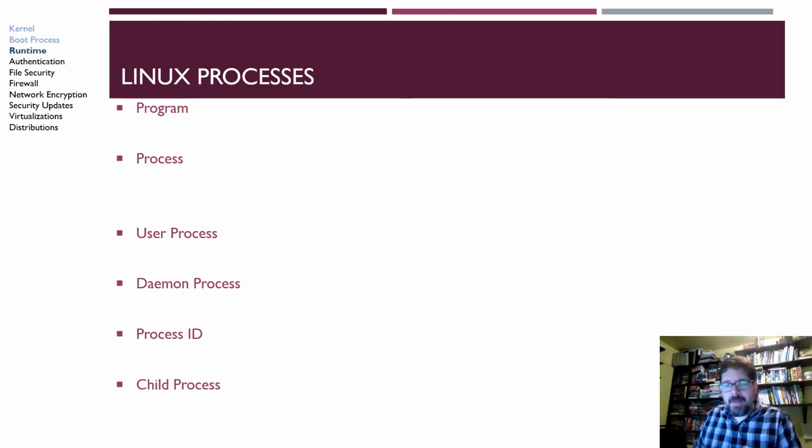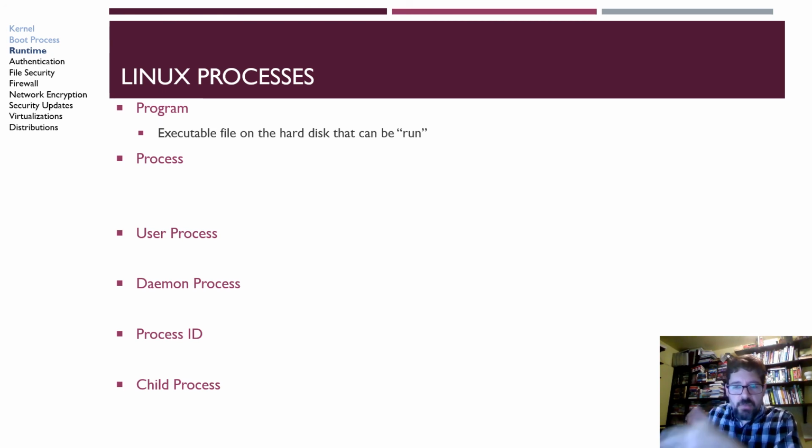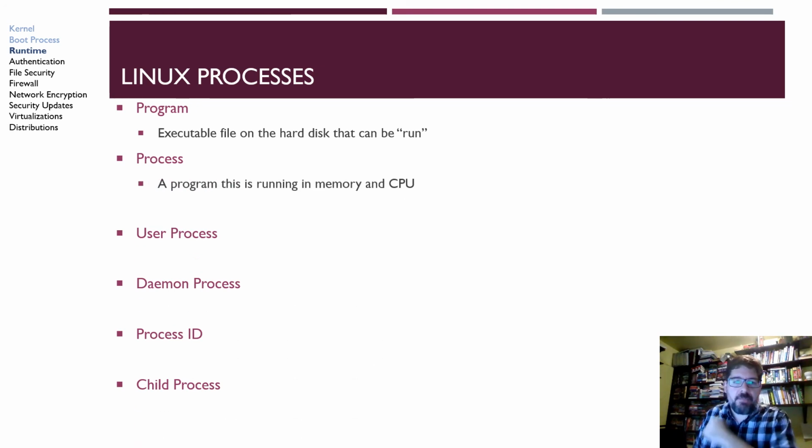So when we talk about Linux processes, we use lots of different words, lots of different vernacular just to define these. A program is just an executable file. It's a binary file that can be run and basically runs as a process at some point. You can execute that, right? A process is a program that is running either in memory or in the CPU, right? So it's in memory and running on the CPU. So it's a program in action, basically, right? So a program, when you execute it, becomes a process.